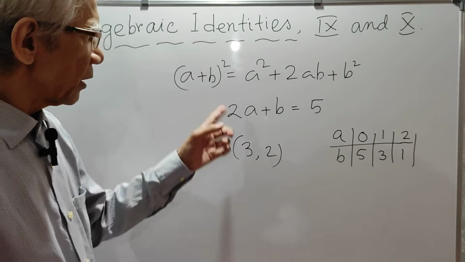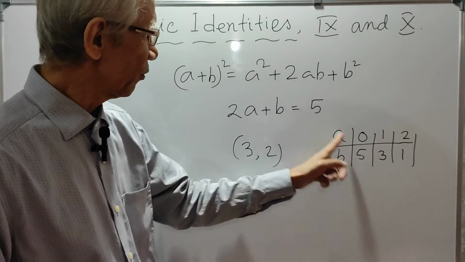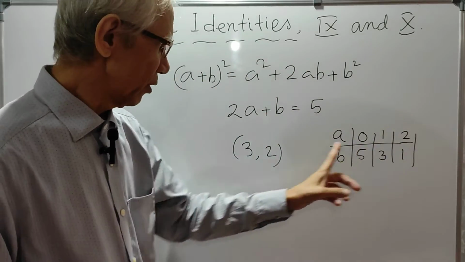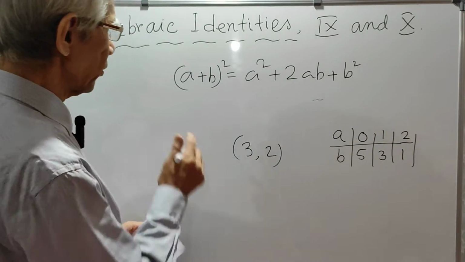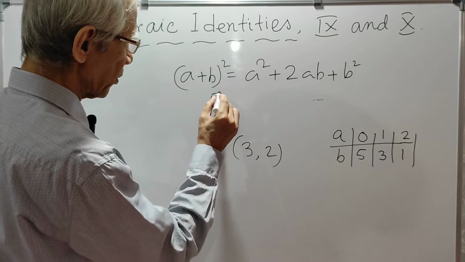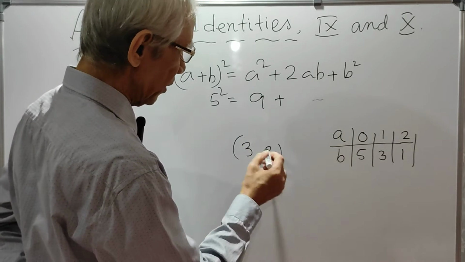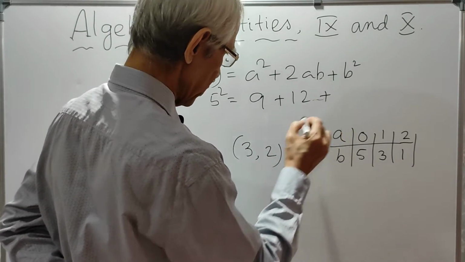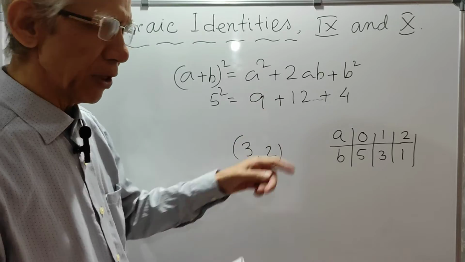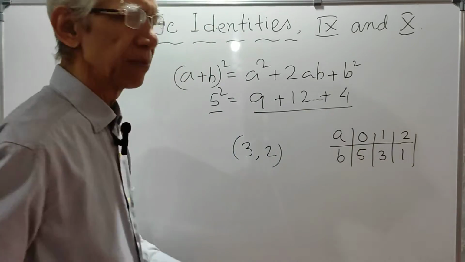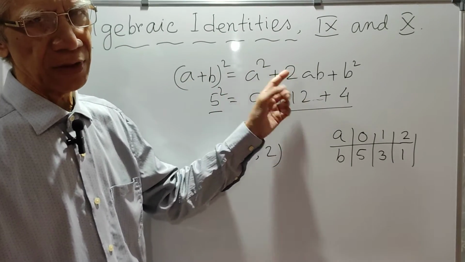You followed? But this statement is true for any value. For a, you put 0, b 5, left hand side will be equal to right hand side. Any value, even 3, 2. Let us see. Suppose a equal to 3, b equal to 2. So 3 plus 2, 5. This is 5 square. Now this one, a 3, so this is 9 plus 2ab, 3 times 2 is 6, 6 times 2 is 12, plus b square 4. Now you see 12 plus 4 plus 9, isn't it 25? So this side 25, this side 25. So whatever value you put for a and b, left hand side will be equal to right hand side. So this is an identity.